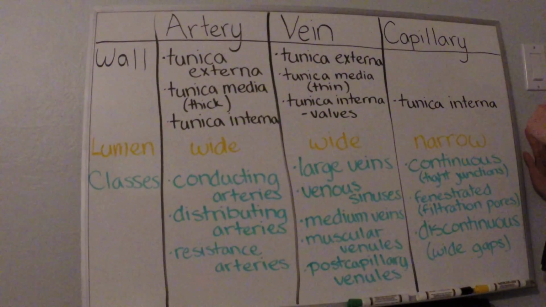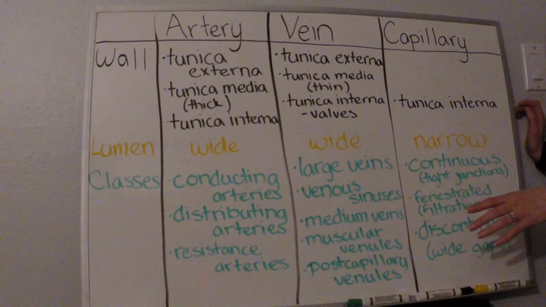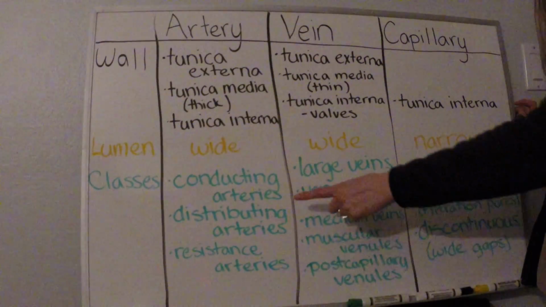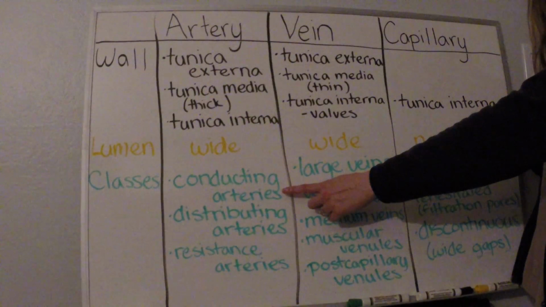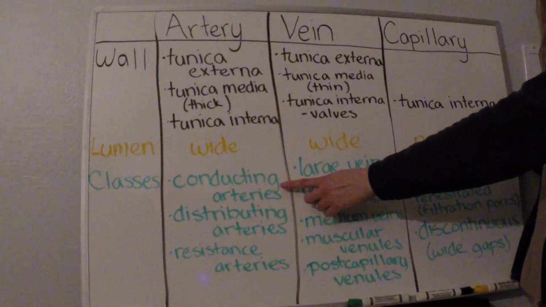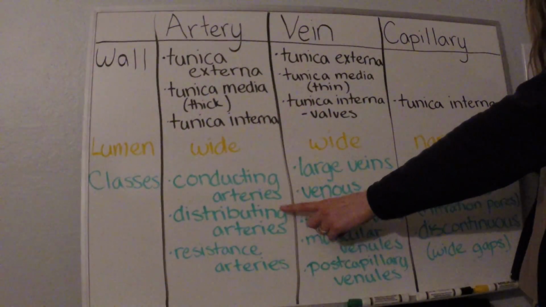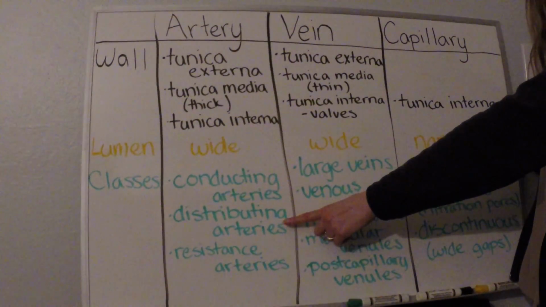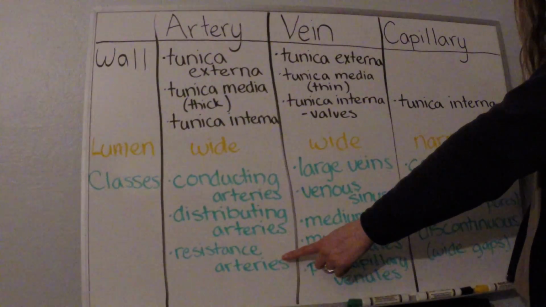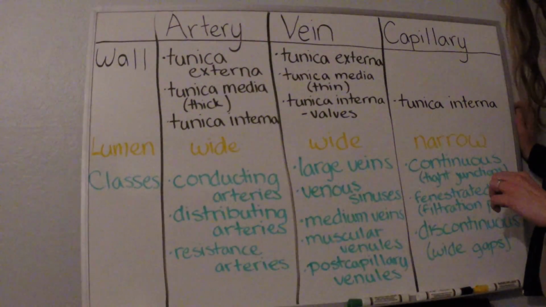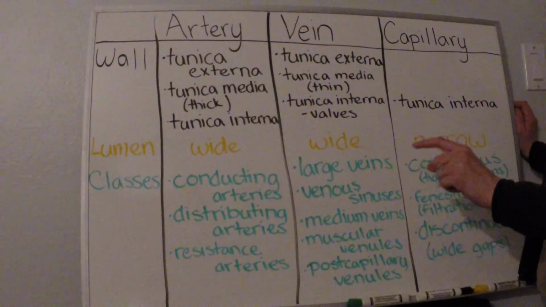And then as far as the different classes of artery, veins, and capillaries, for arteries, we have our conducting arteries. These are our largest. So those are like your pulmonary trunk and your aorta. Then those branch into your distributing arteries. Those are the ones that go to your organs. And then the resistance arteries are the ones that get smaller, and eventually the smallest ones of those are your arterioles.